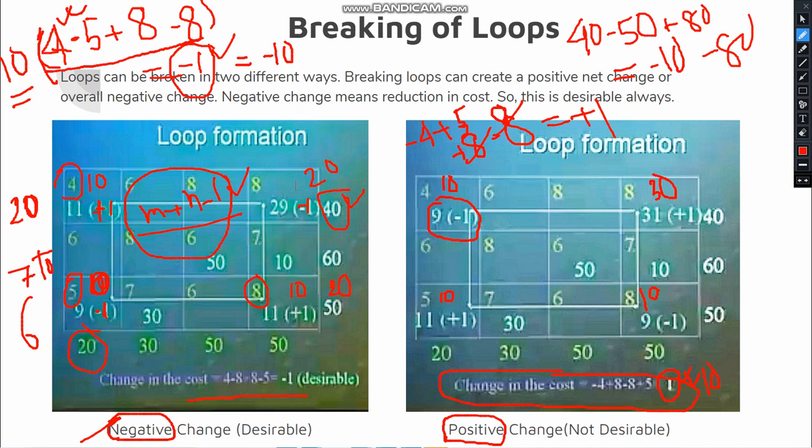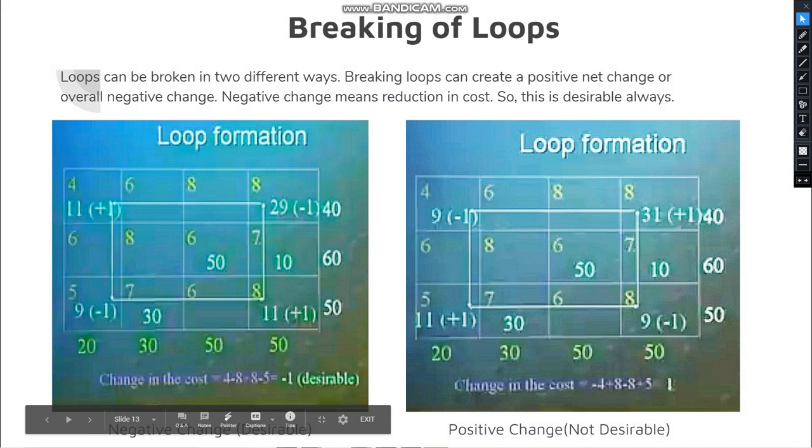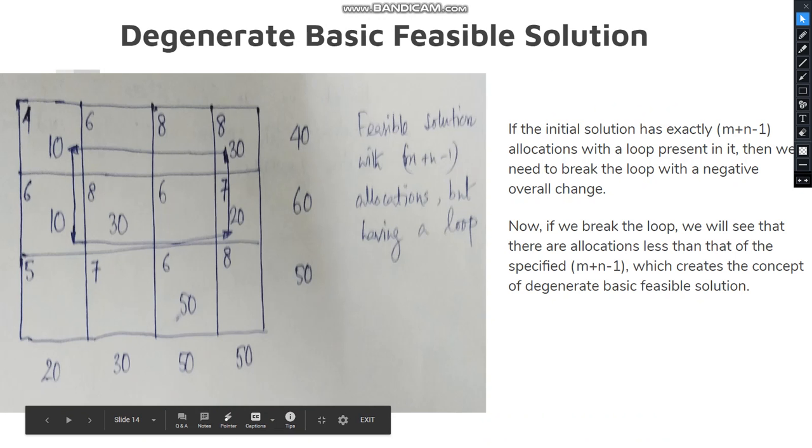So this is the thing. You have to break the loop, you have to maintain the m plus n minus 1 rule, and you have to see that the ultimate change in cost is negative, so that the cost is ultimately reduced. Okay, so you can break the loops in two different ways, so that a negative change is occurring or a positive change is occurring. But you must always prefer the negative one.